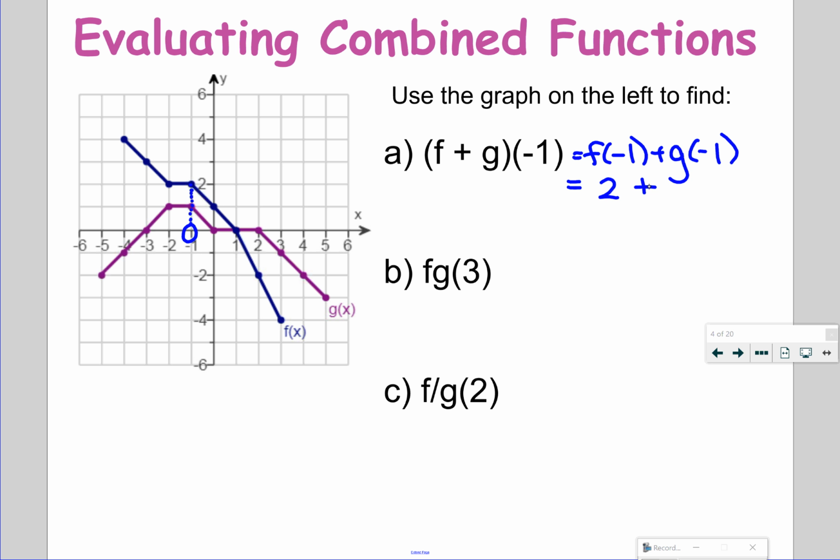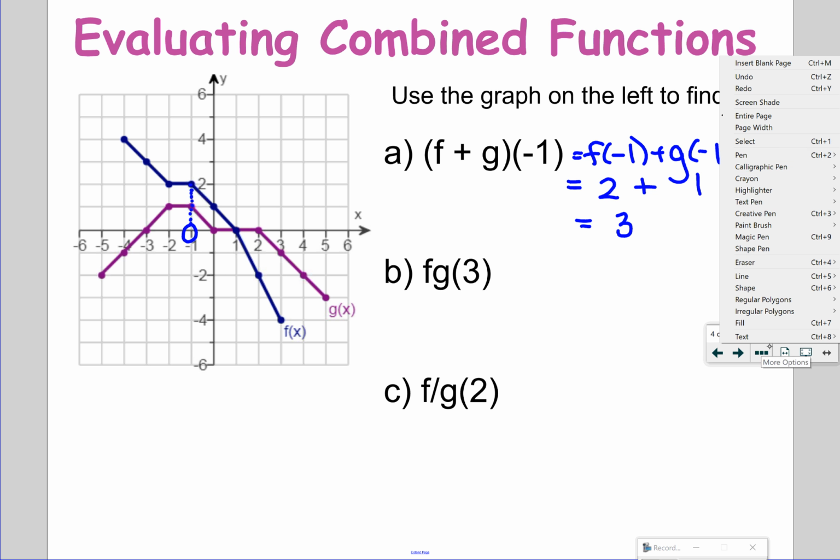If I want to find g of -1, I would also start at -1, but this time I would go to function g, that purple line, which is at +1. Add them together, I get 3.